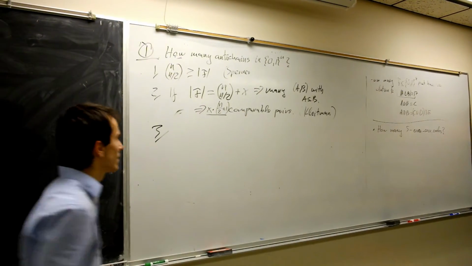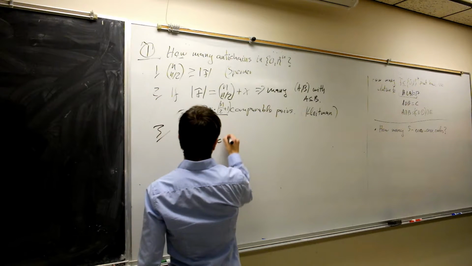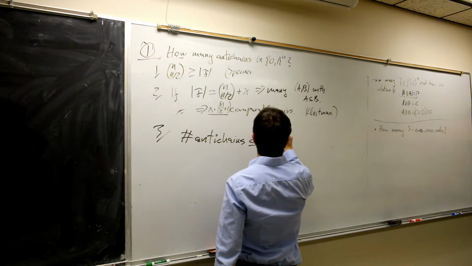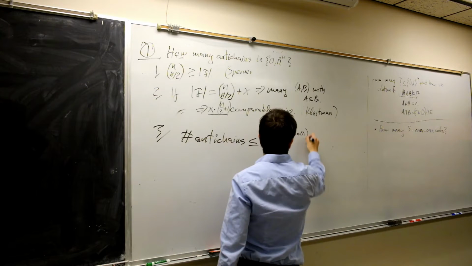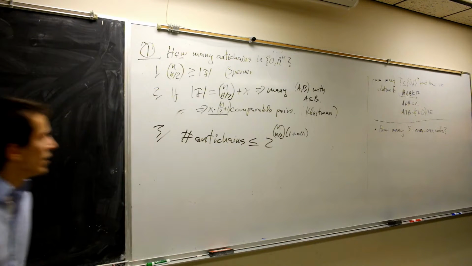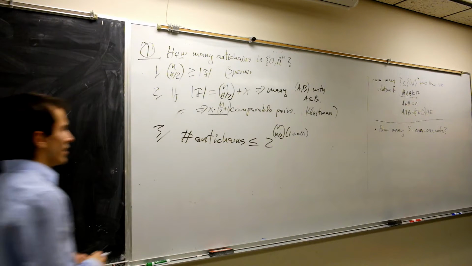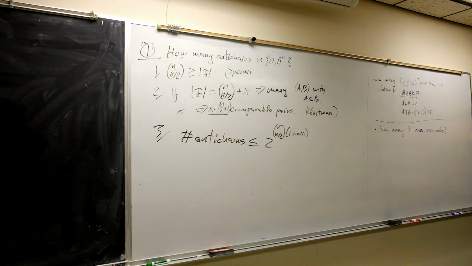And if you do that, I will skip all the calculations now. You get that the number of antichains is upper bounded by 2 to the n choose n over 2 times 1 plus some small term that goes to 0. Okay, so are we happy with this or are we not happy? Is this a good result? Is it far away from the truth? Or is it the best possible thing we can hope for?